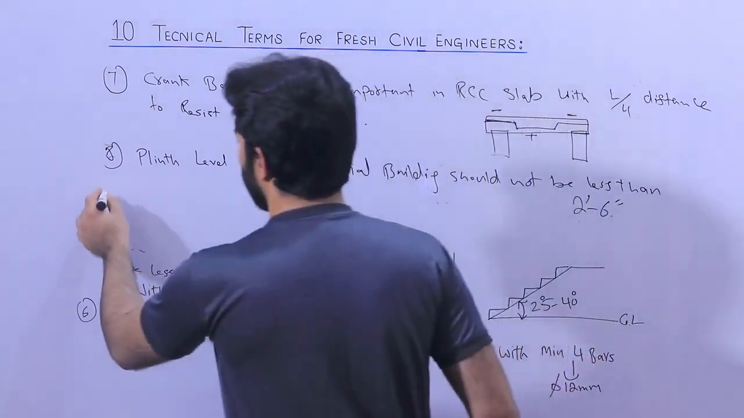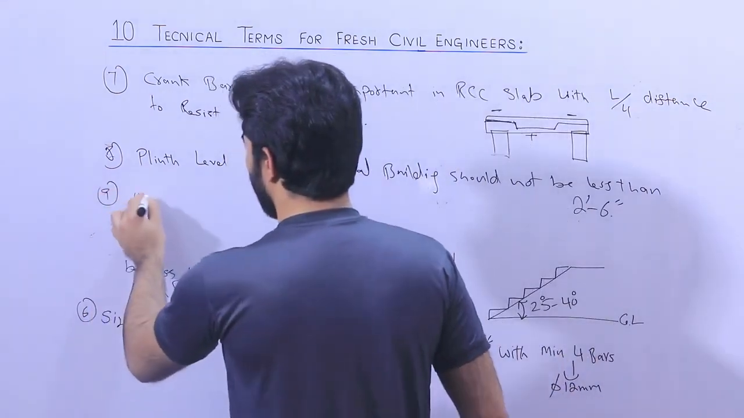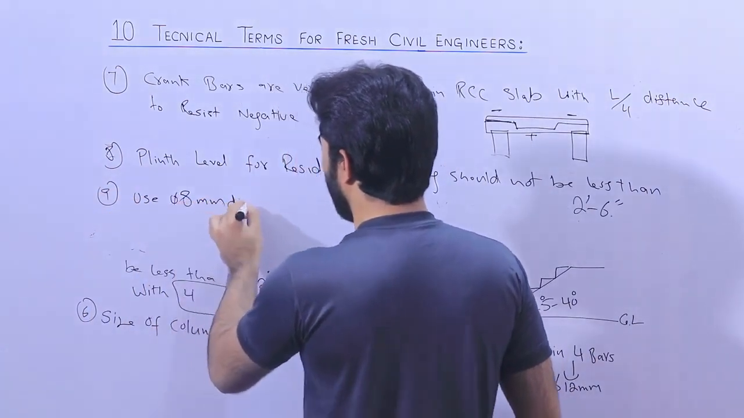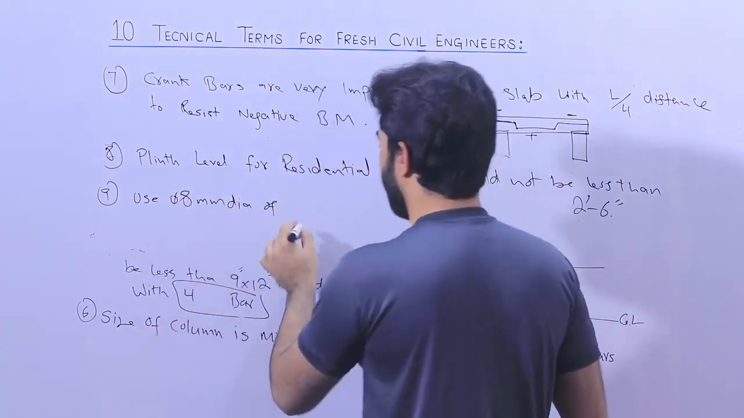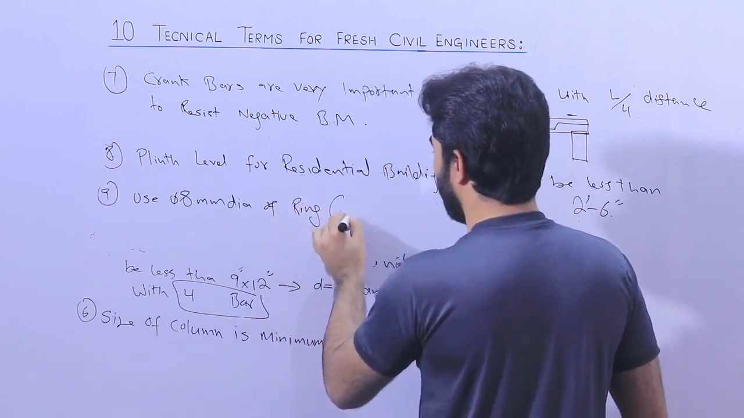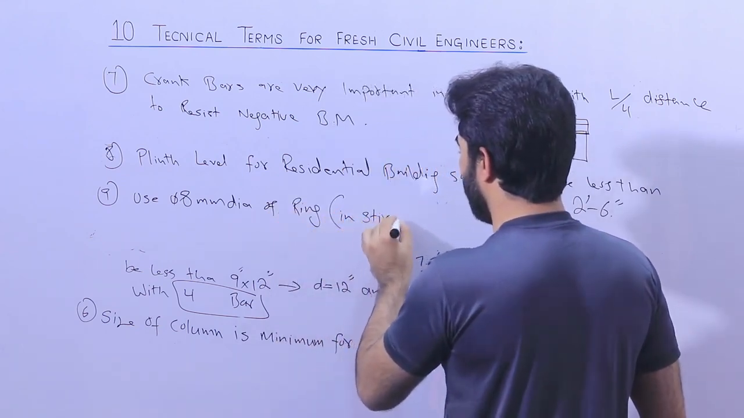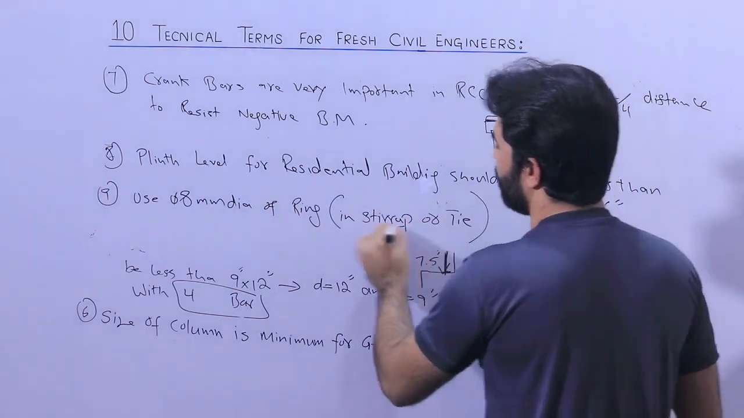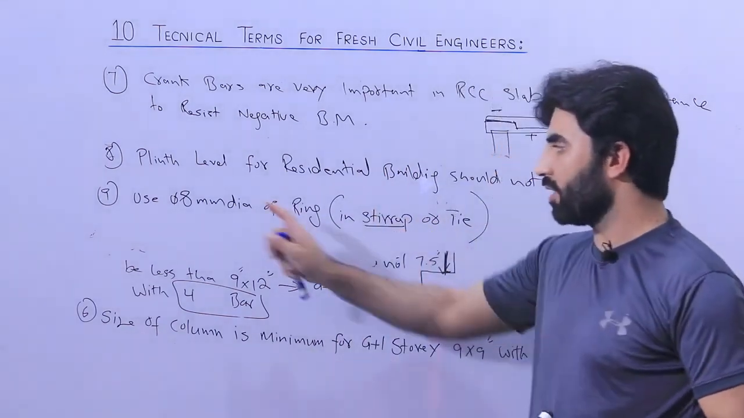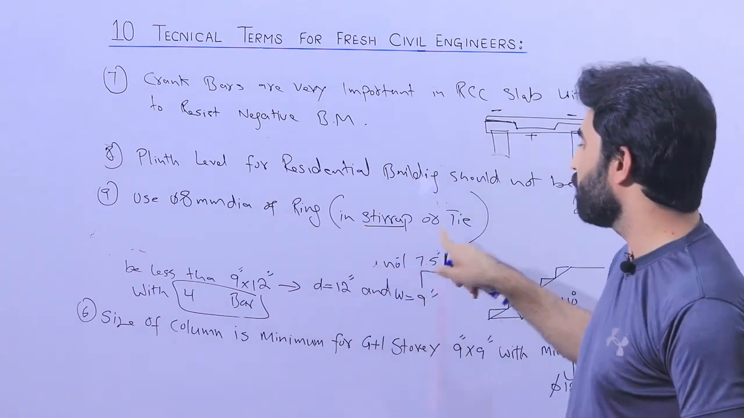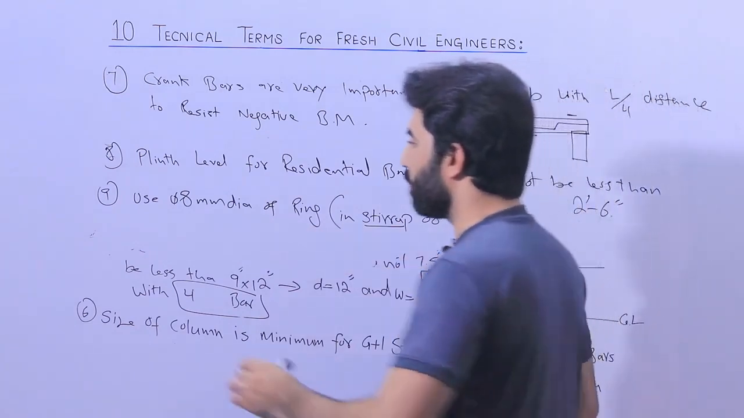The 9th one is, guys, use 8 millimeter diameter for rings and stirrups or ties in columns, stirrups and beams. It should not be less than this. Use 8 millimeter diameter of ring if it is a stirrup or ties. This is also very important.